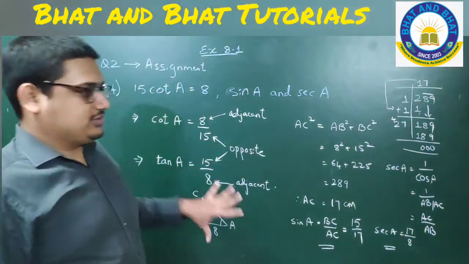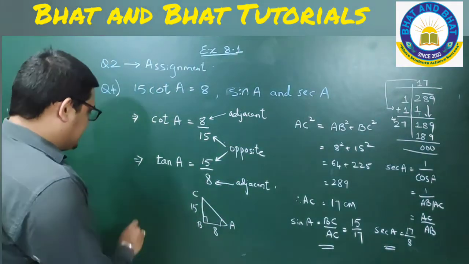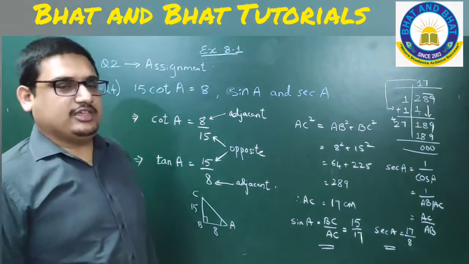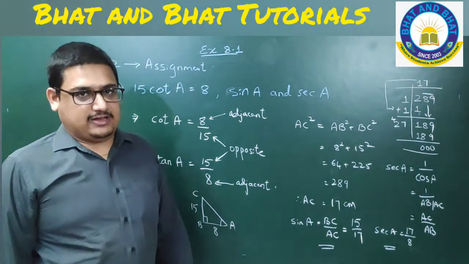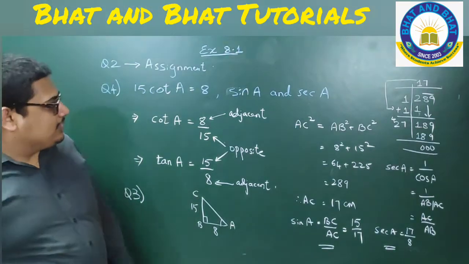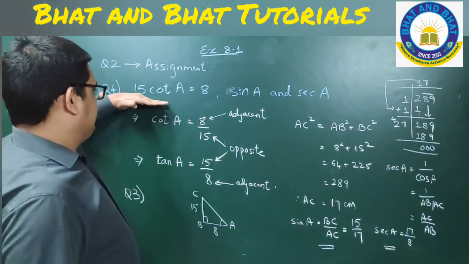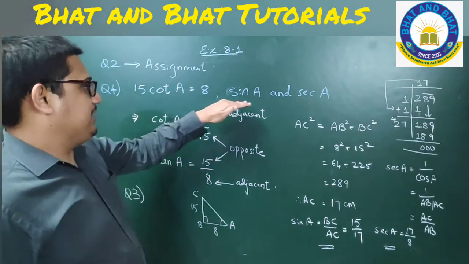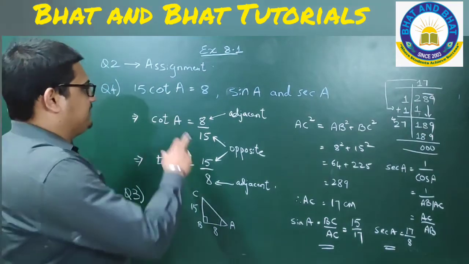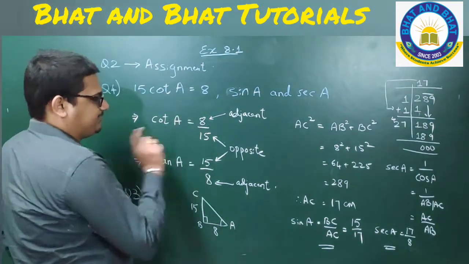So I solved this question because question number 3 in your NCERT exercise 8.1 is your second assignment. Let's run through the solution again. In the question they have said 15 cot A is equal to 8, and I have been asked to find sine A and secant A. So what did I do? I have rearranged. Cot A becomes 8 divided by 15.